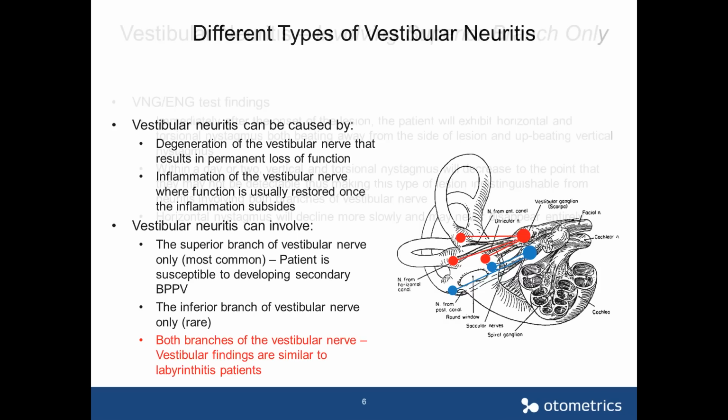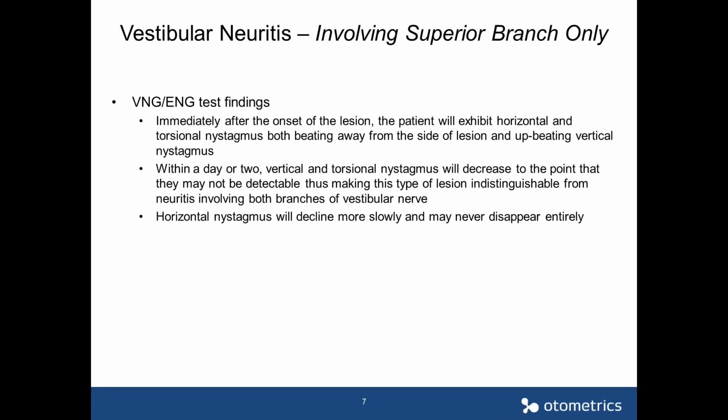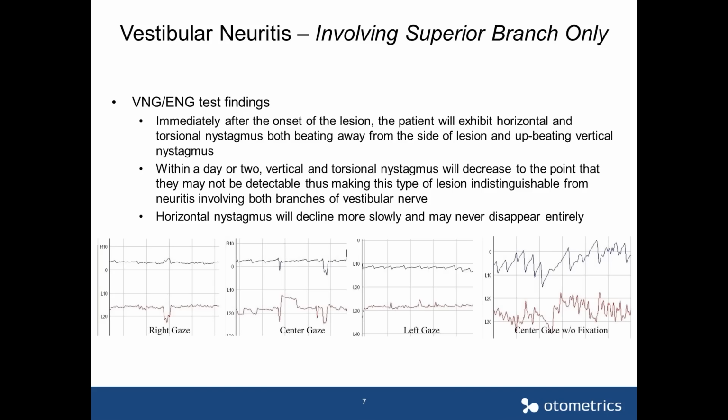In cases where vestibular neuritis involves the superior branch only, when you do VNG testing immediately after the onset of the lesion, which sometimes we do not see unless the patient comes to an emergency room, these patients will have a very typical nystagmus. The nystagmus will be torsional, which beats away from the side of the lesion. It would be upbeating vertical nystagmus, and it would also be horizontal, which also beats away from the side of the lesion.